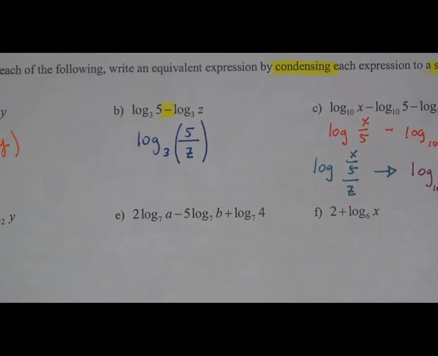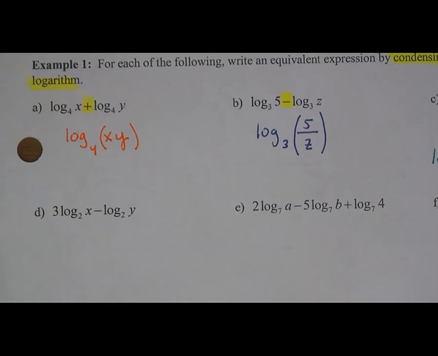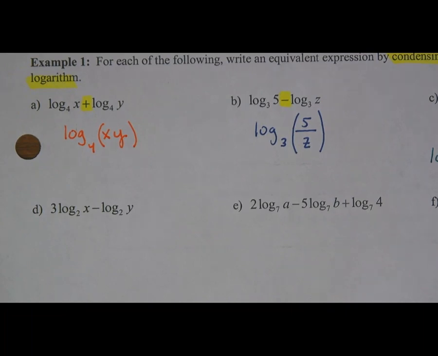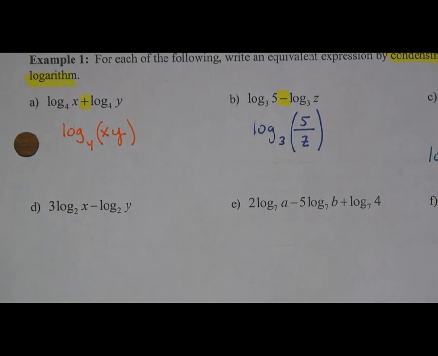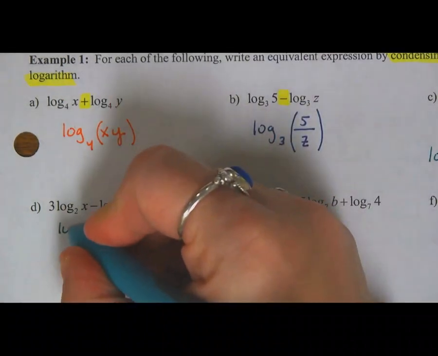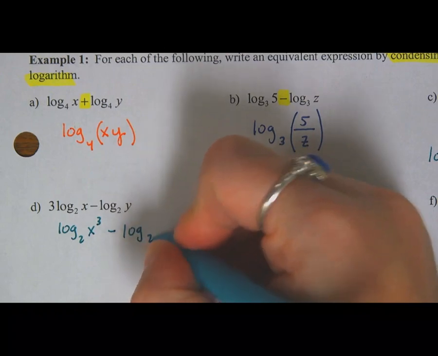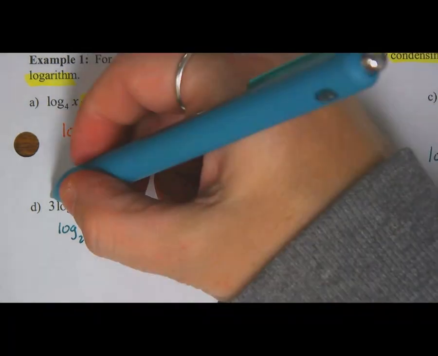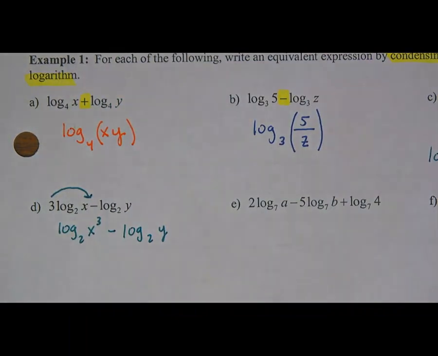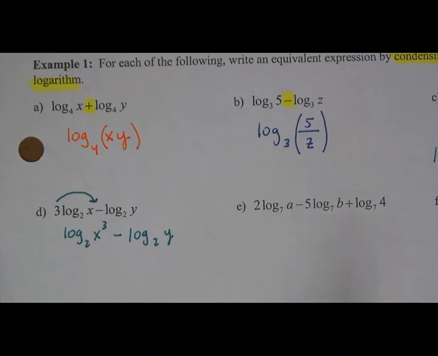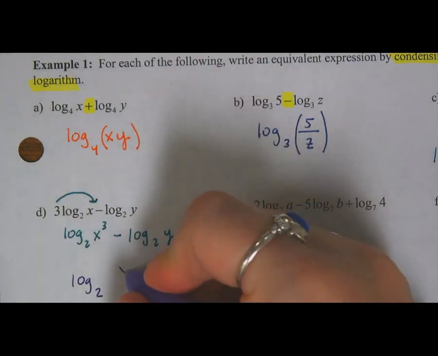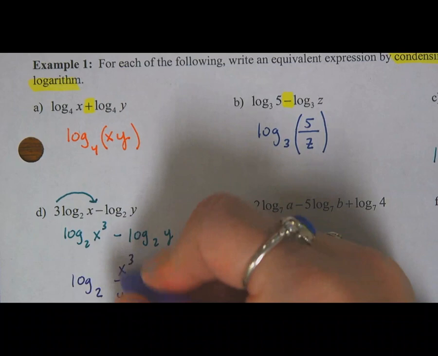D is the first time we're going to see that last little power property being used here because there's a 3 in front of log base 2 of x. That's the same thing as saying, okay, log base 2 of x cubed minus log base 2 of y. I'm allowed to move the coefficient back to be the exponent. That's the power property. And now it's pretty straightforward for you, I hope. That's going to condense to be log base 2 of, subtraction condenses to division, so x cubed over y.